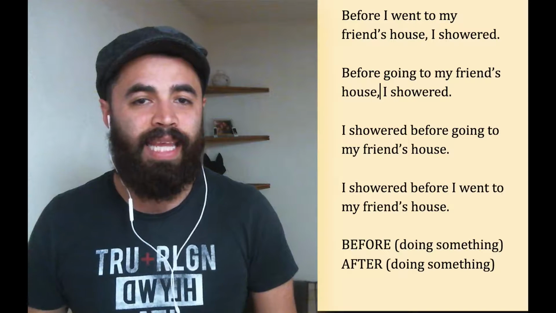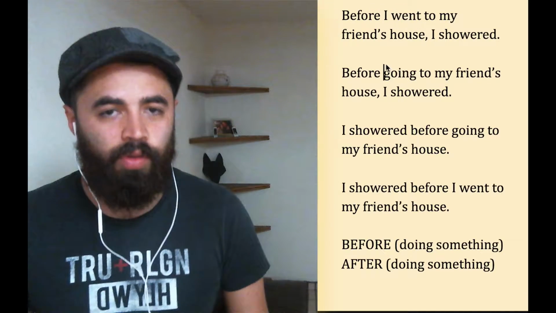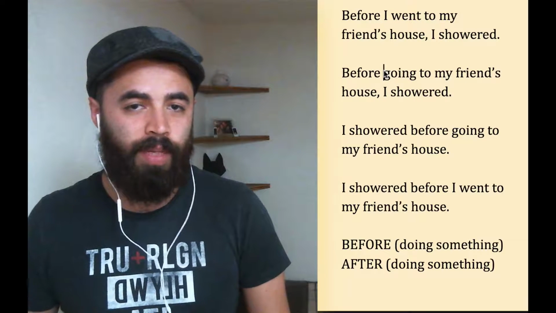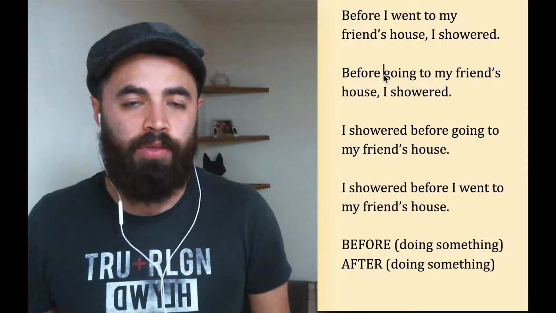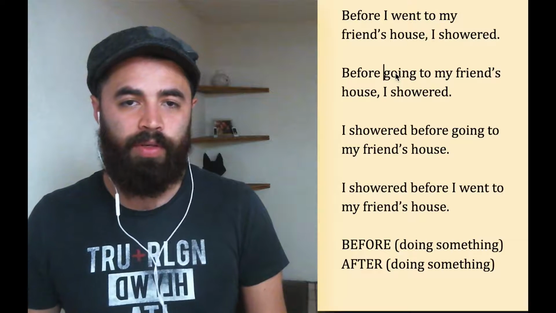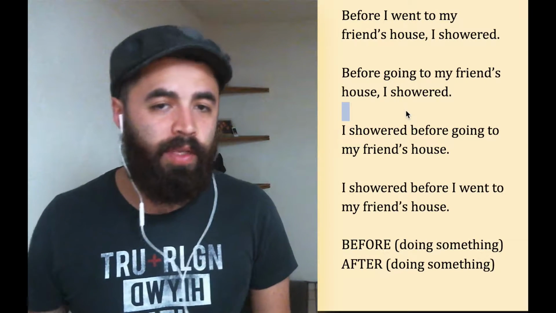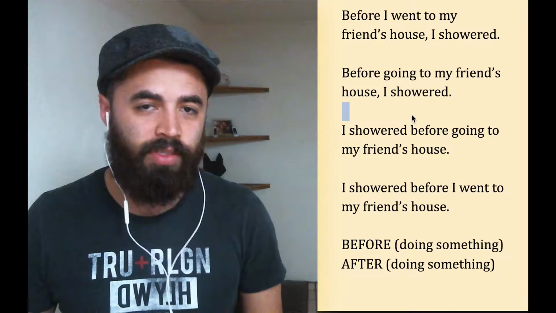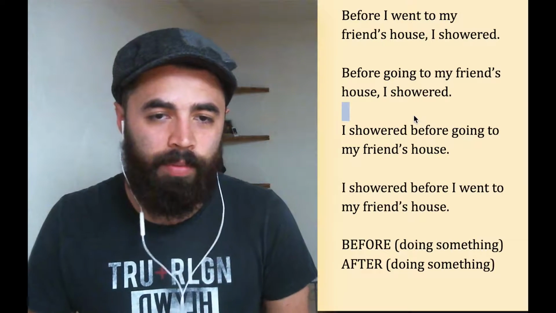Okay, so again, same idea. I have the subject here, so I can use the past tense. Here, no subject. This is actually a clause, extra information. This is actually a full sentence here. So I use the ing. Before going to my friend's house, I showered. We could switch it around. I showered before going to my friend's house. I showered before I went to my friend's house. Yeah, so you can flip those around, no problem.